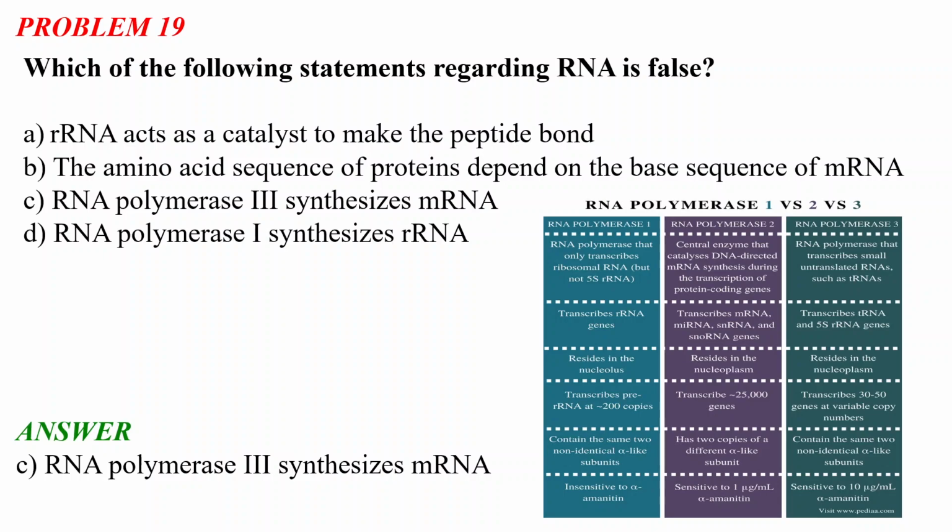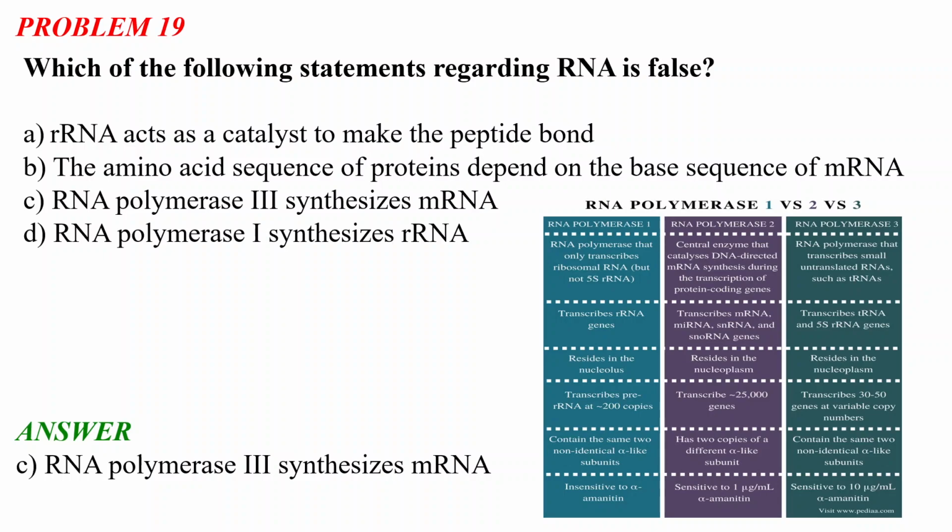variable copy numbers. The first one contains two non-identical alpha-like subunits, and the second one has two copies of a different alpha-like subunit, and the third one contains two non-identical alpha-like subunits. The first one is insensitive to alpha-amanitin, the second one is sensitive to 1 microgram per ml alpha-amanitin, and the third one is sensitive to 10 microgram per ml of alpha-amanitin. So, this is a kind of inhibitor. These are the comparison of these three RNA polymerases.